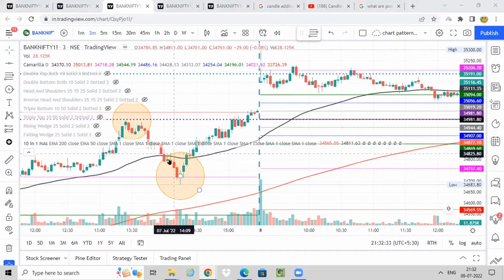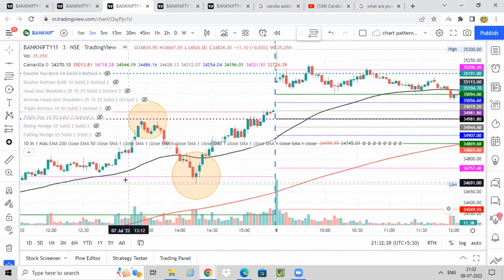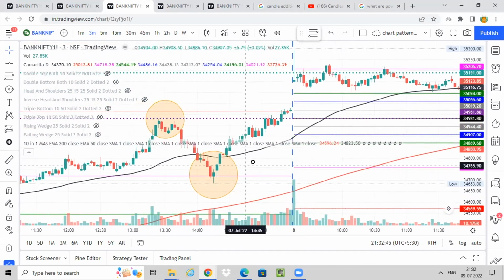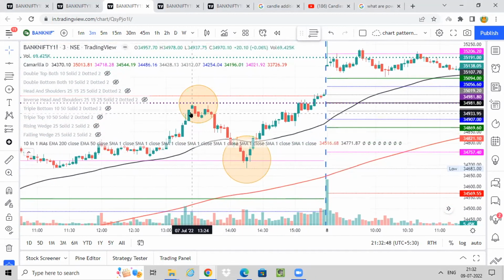Now, here you can see a hammer pattern, and here the pivot points are supporting it, which is an area of confluence. And from here, it went up. This is a reversal signal. Even here, there's a hammer happening, and also there's a shooting star. And from there, it went down.